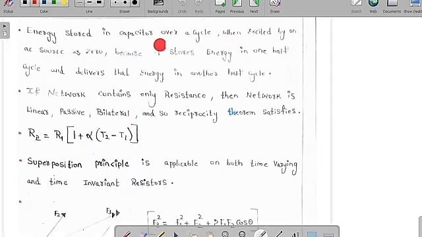Energy stored in a capacitor over a cycle when excited by an AC source is 0, because it stores energy in one half cycle and delivers that energy in the other half cycle. So the overall energy stored in a capacitor in one cycle is completely 0, because for half of the time it stores the energy and for the remaining half it delivers the energy. Because of that reason we can say the overall energy stored in the capacitor is 0.